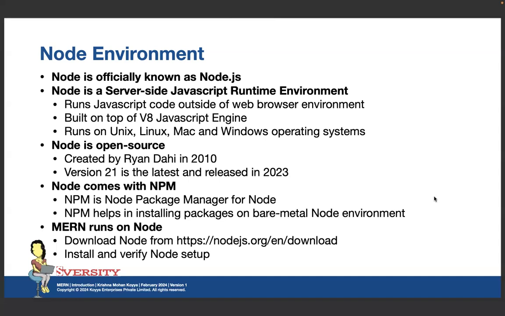A brief look at Node. It was created by Ryan Dahl in 2010. That is about 15 years ago from now. And it is open source. You can even check the code also. In 2023, we got the latest version, that is 21, the latest stable version I'm talking about. Version 21 of Node is the latest stable version.